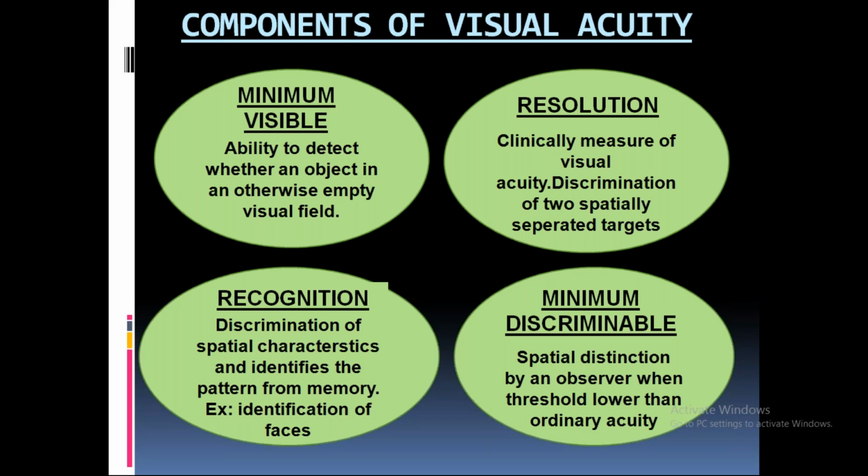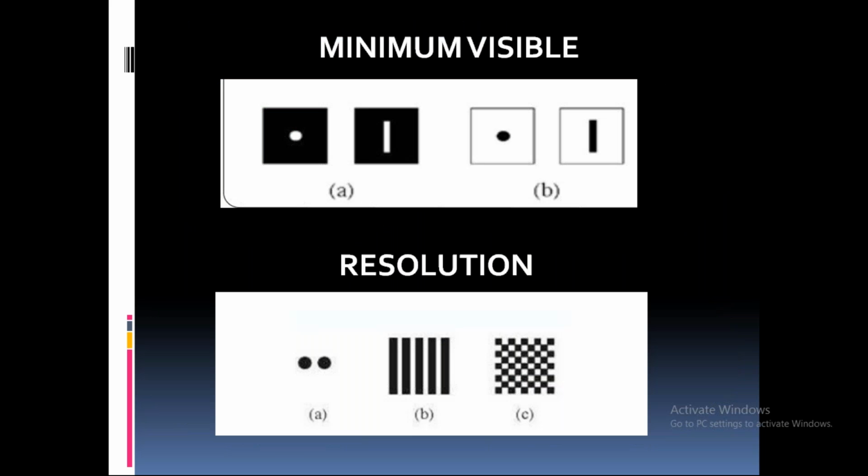Resolution is clinically a measure of visual acuity. Discrimination between 2 spatially separated targets is called the resolution. Recognition is discrimination of spatial characters and identifying the pattern from memory. Identification of faces is called recognition. Minimum discriminable means spatial distinction by an observer when the threshold is lower than ordinary acuity. These are the 4 components of visual acuity: minimum visible, resolution, recognition and minimum discriminable.